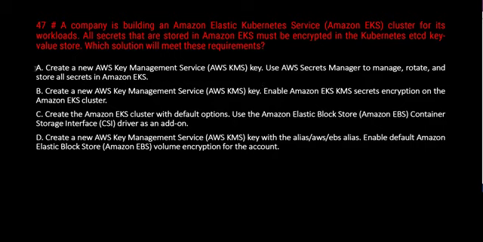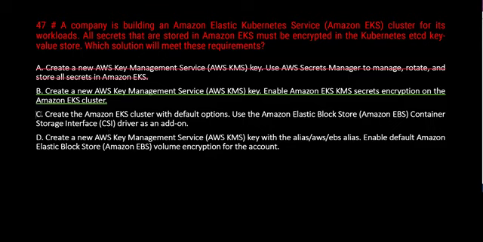We cannot go with this. It doesn't enable EKS KMS secret encryption on the EKS cluster, so we can cross this out. Okay, we can create a new AWS Key Management Service key, which is similar to this. Then we will enable Amazon EKS KMS secrets encryption on the cluster, which is available.